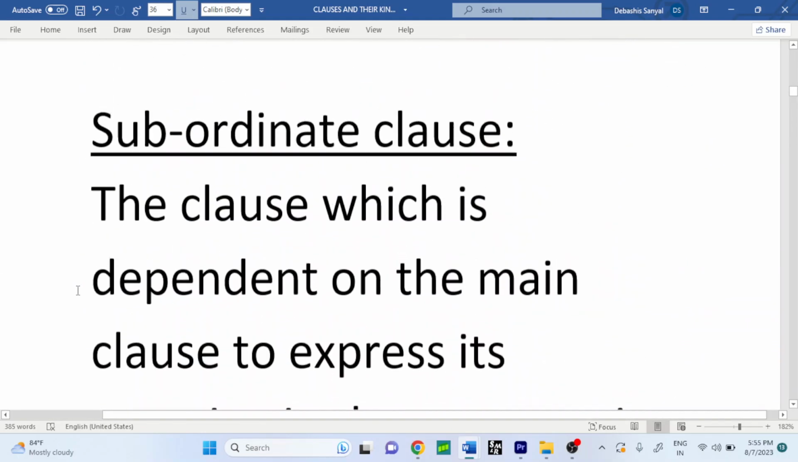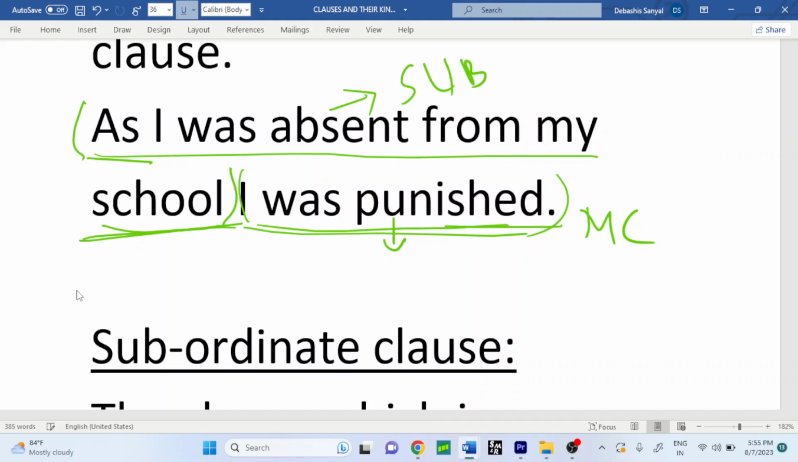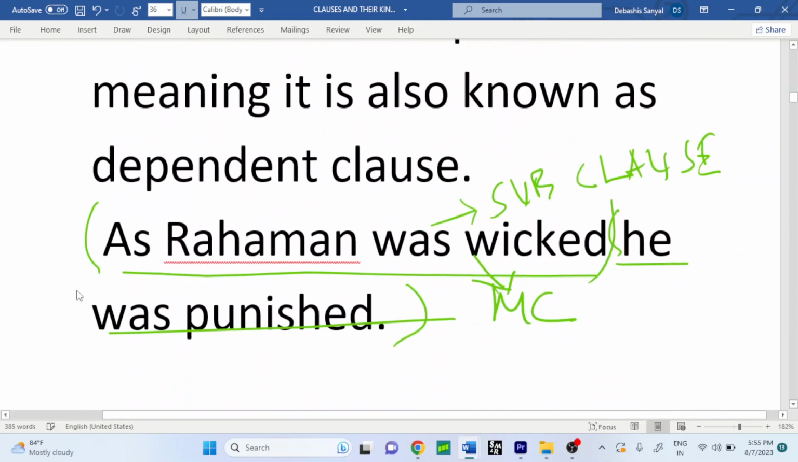Then this one: "As I was absent from school, I was punished." "As I was absent from school" is totally dependent on the main clause. So that underlined portion is called the sub clause.